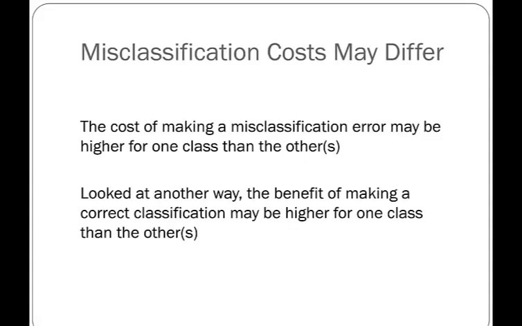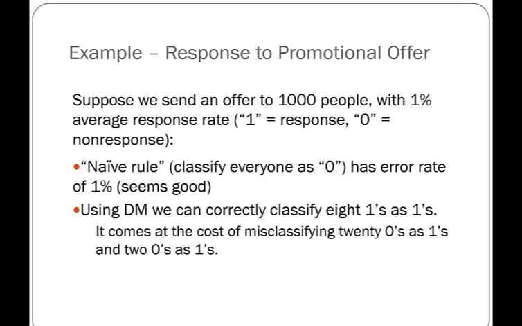This brings us to the point where we can talk about asymmetric costs. And one way to think of asymmetric costs is really, instead of thinking about the cost of making a misclassification, we could say, well, what's the benefit of making the correct classification? So let's look at this example. We want to send an offer to 1,000 people, and the average response rate is only 1%. So that's pretty rare. The naive rule says, let's just classify everyone as a 0, because that will give us an error rate of only 1%, and that sounds pretty good, doesn't it?